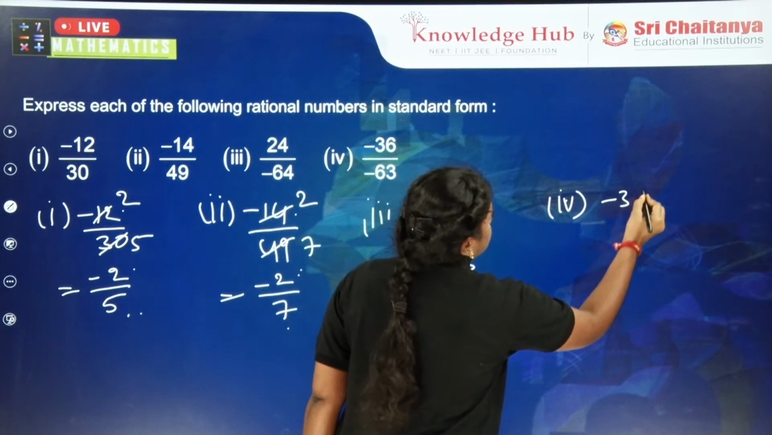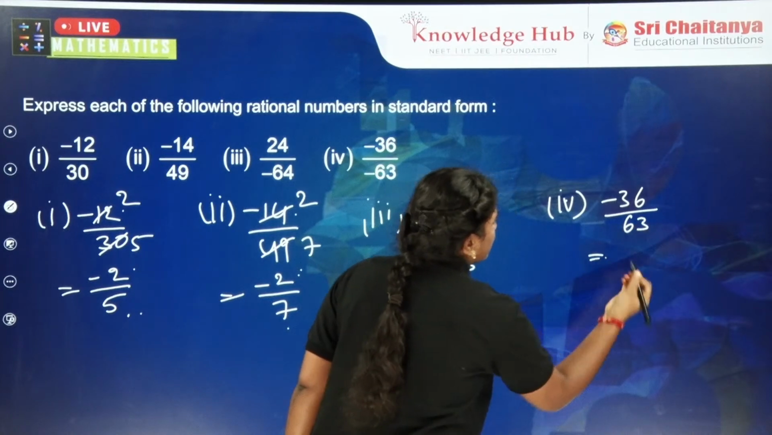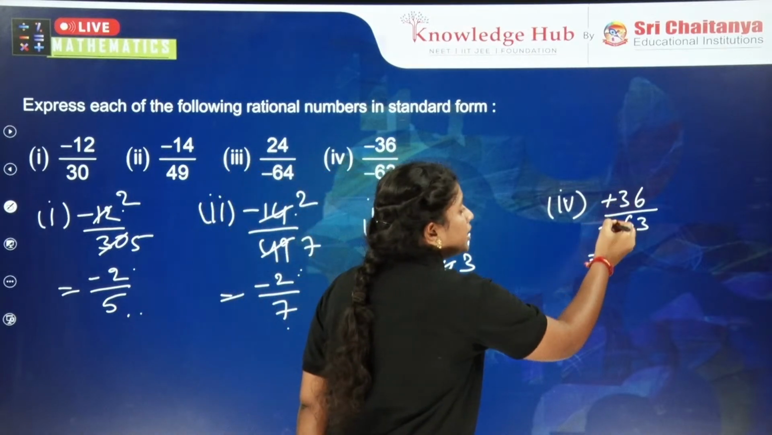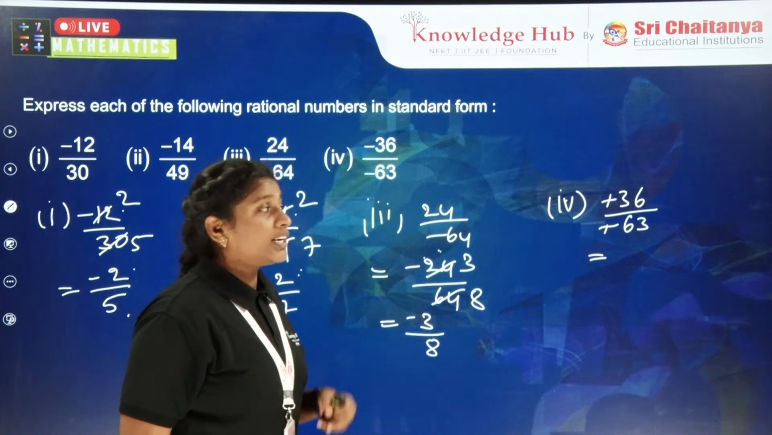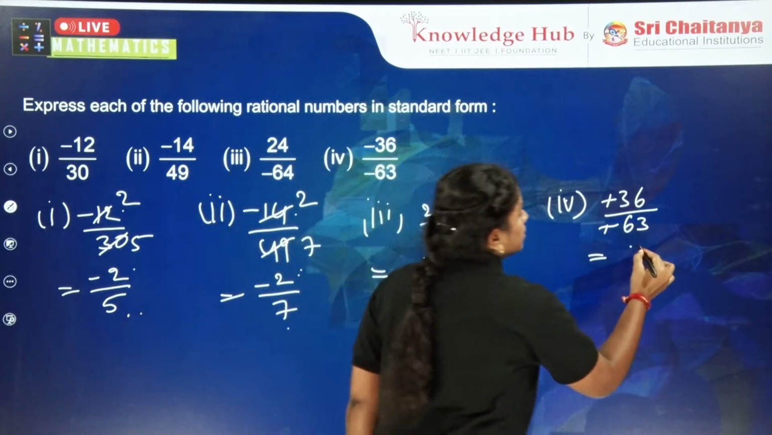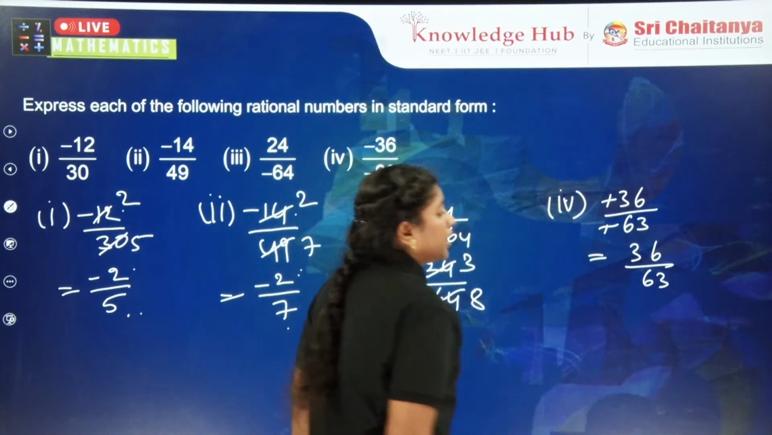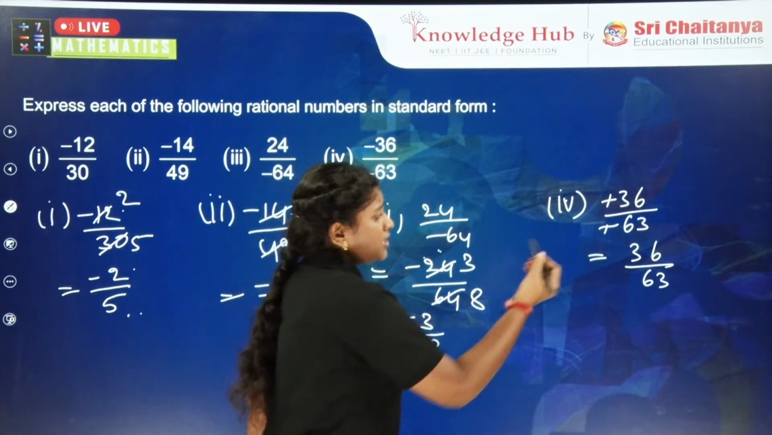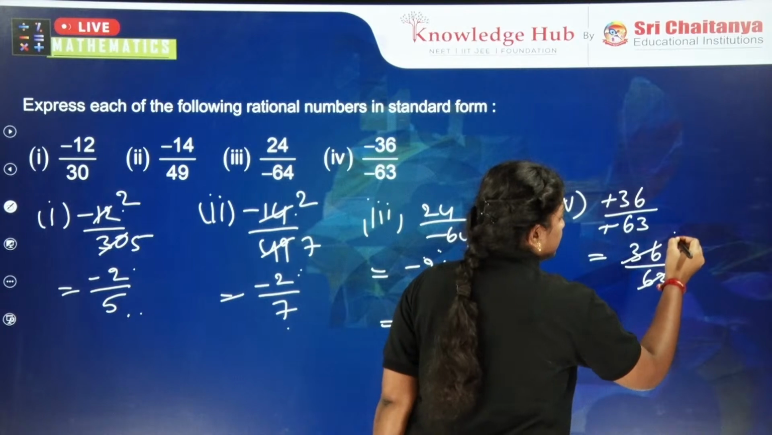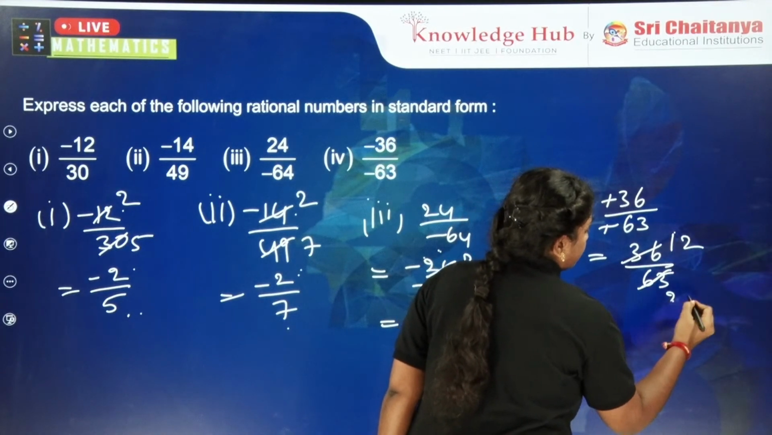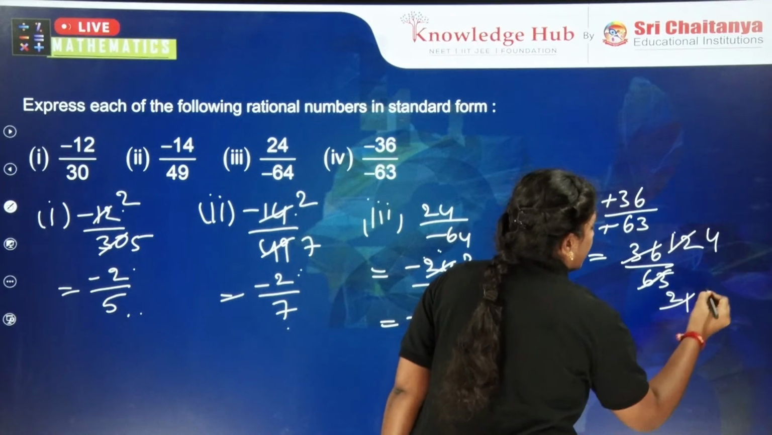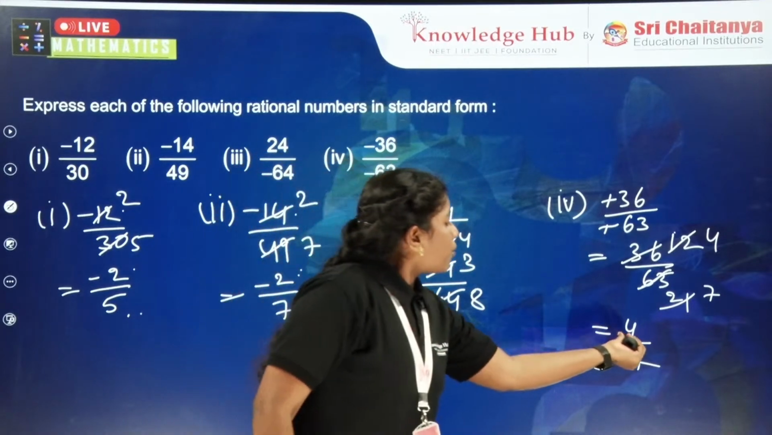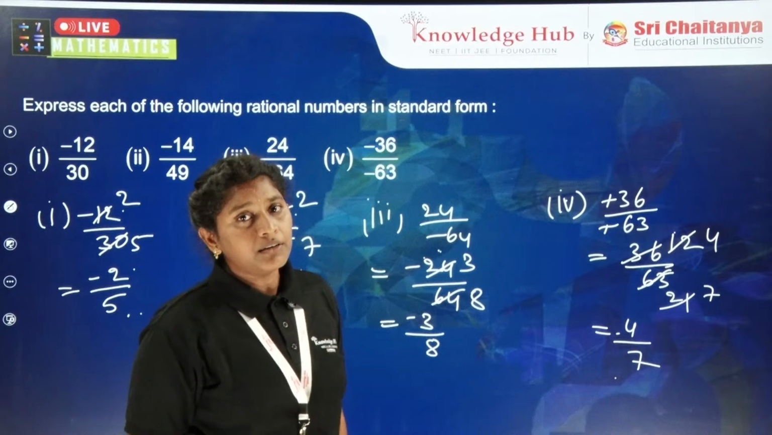Coming to the fourth one, it is given as minus 36 by 63. Here also we have the minus in the denominator. But the minus in the numerator and denominator will get cancelled, so that we can eliminate the negative sign in the denominator. And now it becomes 36 by 63. Now we have to bring the common factor between numerator and denominator to 1, so let's simplify it. On taking 3, it becomes 12 and 21, and once again 4 and 7. So on further simplification, it becomes 4 by 7. Now 4 and 7 have only 1 as the common factor between them.